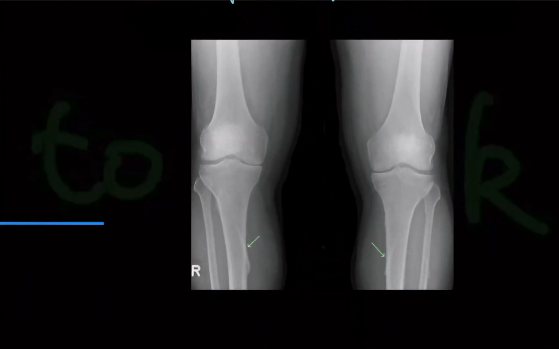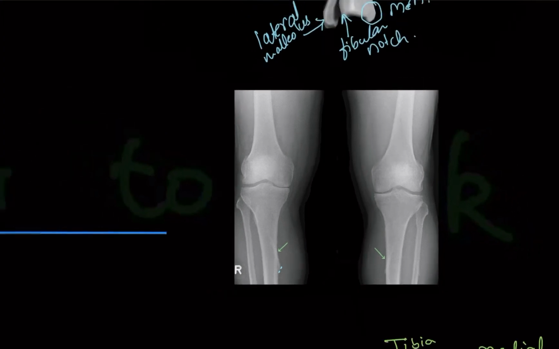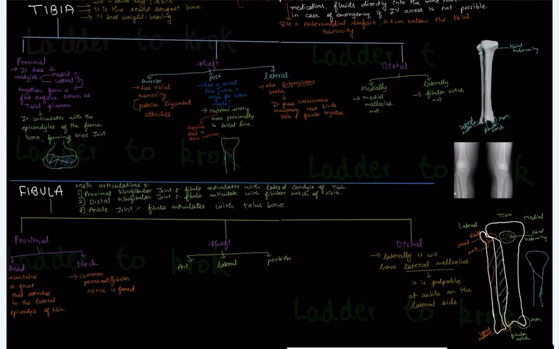Now look at this X-ray. You can clearly see the soleal line here. I hope it is visible, this line. So this is the soleal line, and proximally, what will run? The nutrient artery. What is the nutrient artery? It will supply blood to the bone marrow.